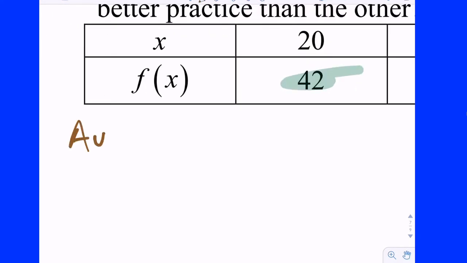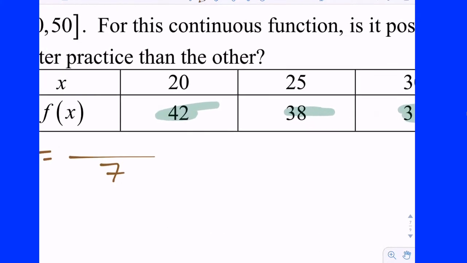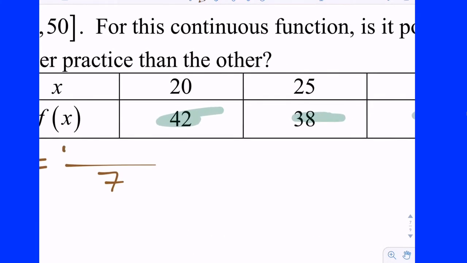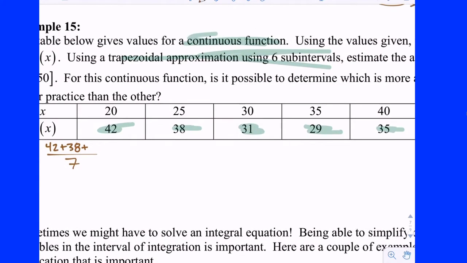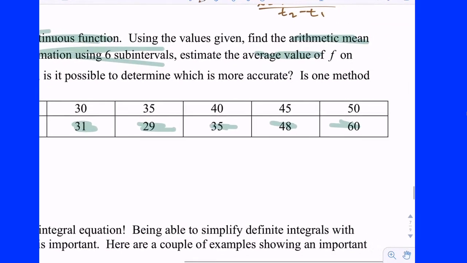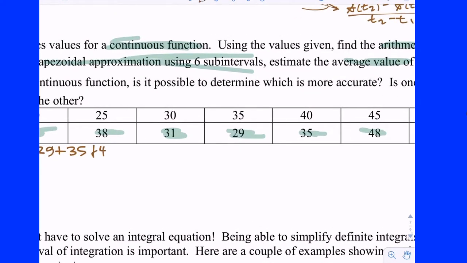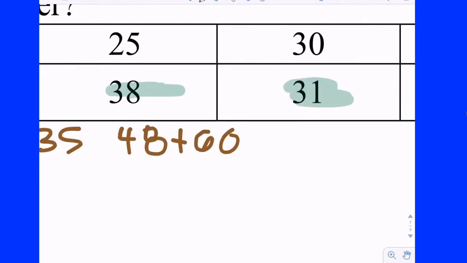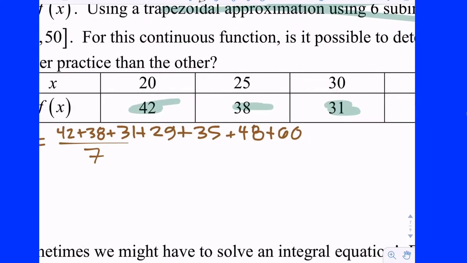So here we go. If I'm trying to find the arithmetic mean, that's also known as the average, it's going to be the sum of those numbers divided by 7. So help me out with the sum here. 42 plus 38. I guess I need to indicate my method. 42 plus 38 plus, there's going to be a lot of them, 31 plus 29. If someone has a calculator right now, we won't call that cheating if you'd like to do it. 35 plus 48 plus 60. Of course, on a free response, you wouldn't even have to compute that. You do want to make sure that that division bar goes all the way across.